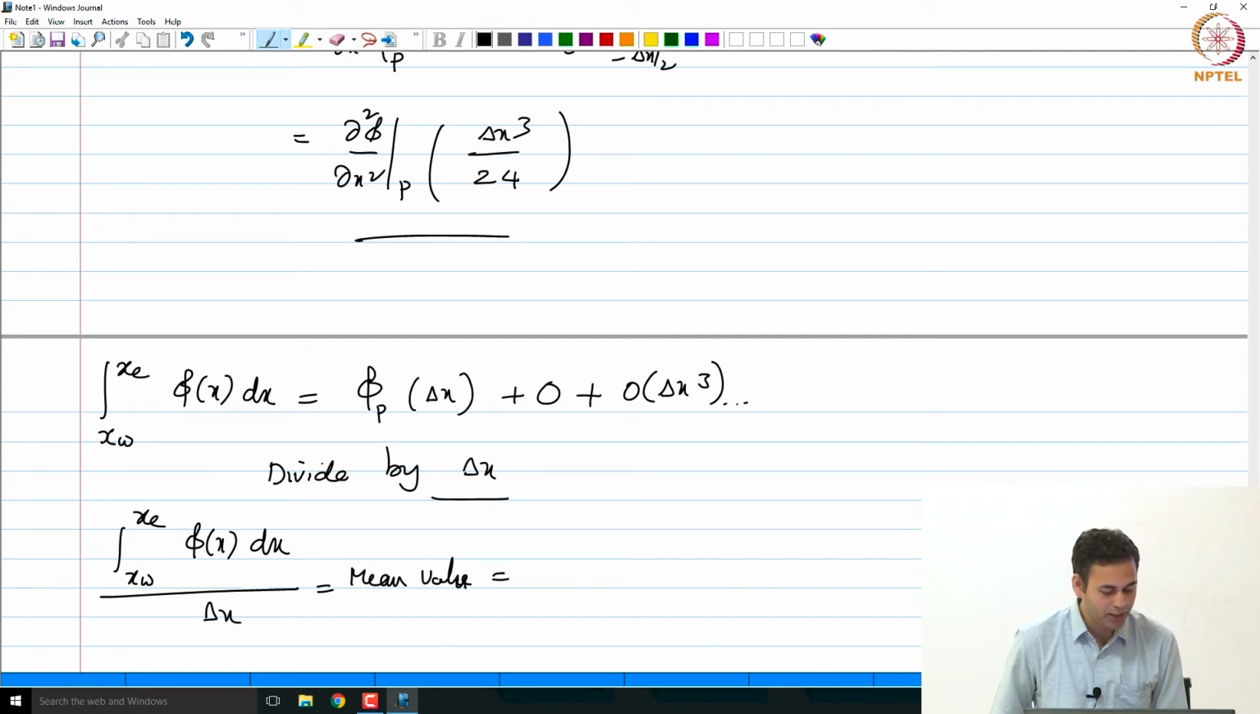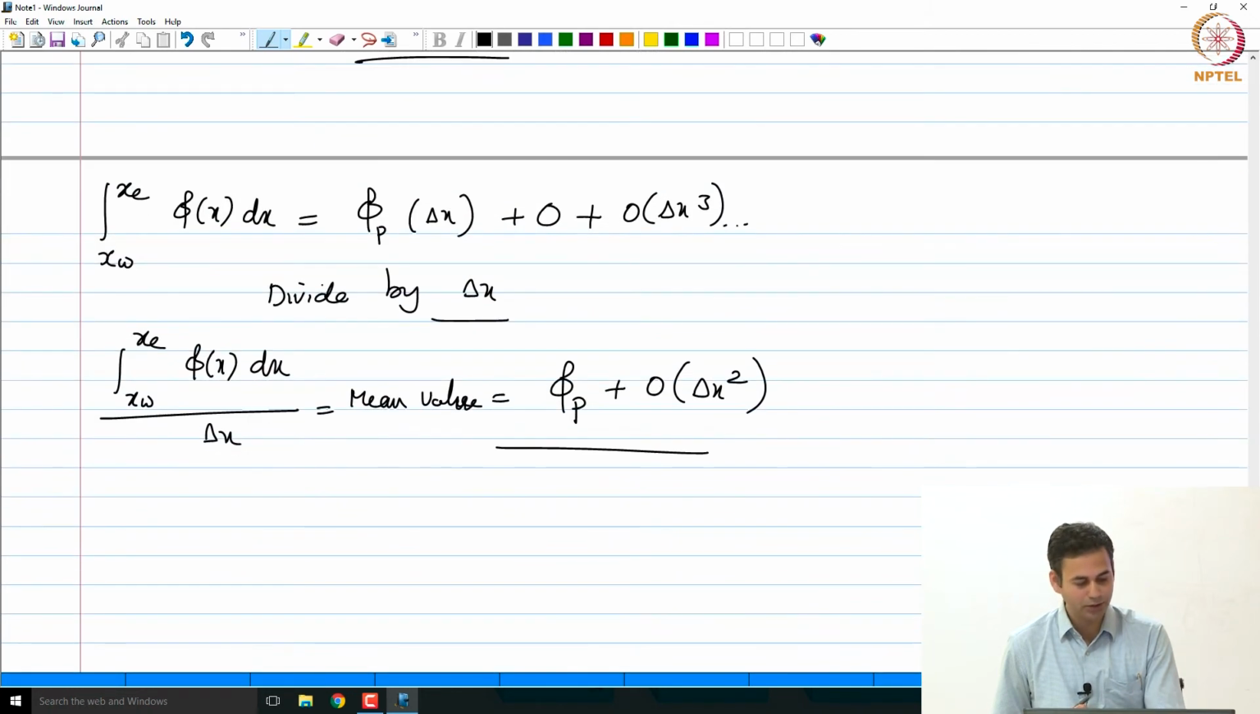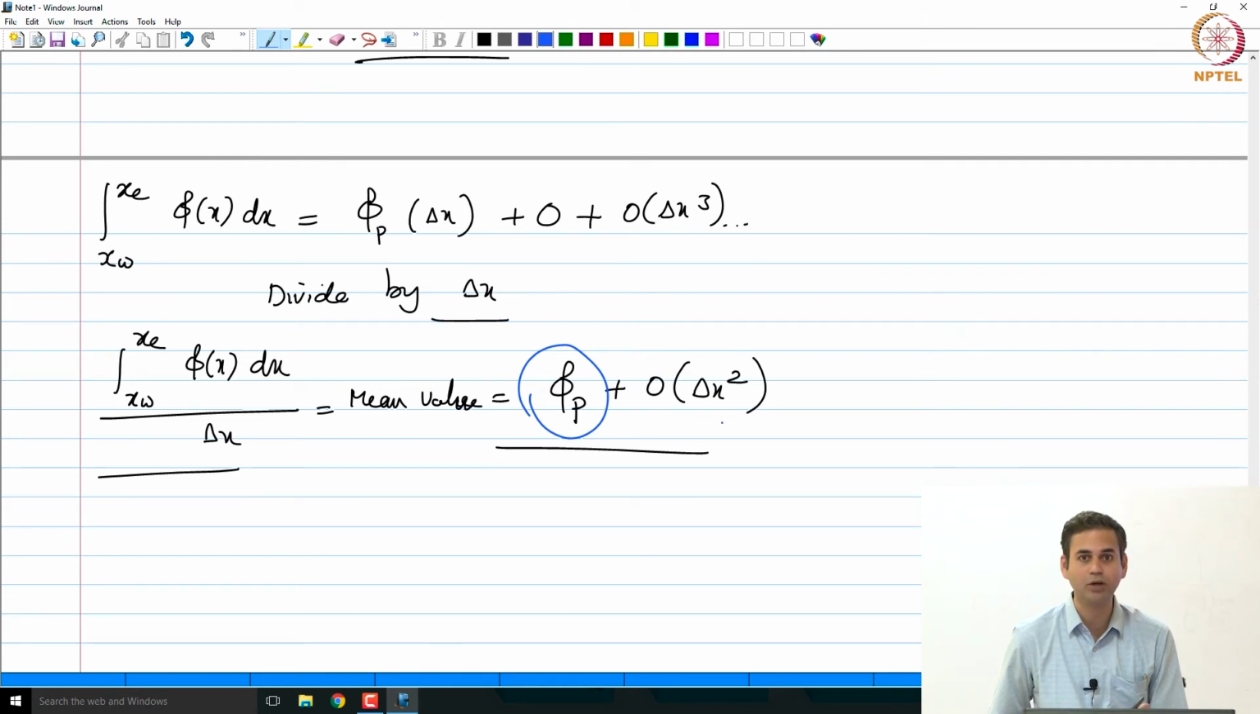And what did we say? This is equal to, on the right hand side, phi p plus order delta x square. We said phi p is the value at the cell centroid. So in our analysis, we represented the mean value using only this quantity. So what is the truncation error involved in that? Second order, it is a second order scheme.